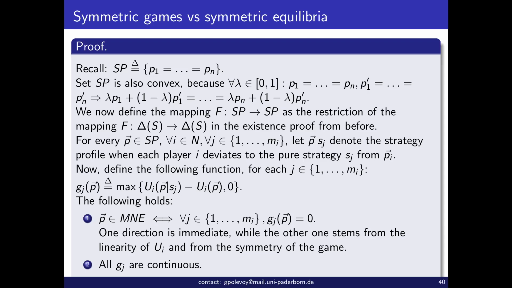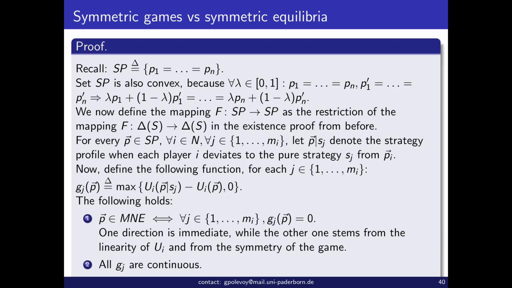So, lambda P1 plus 1 minus lambda P prime 1 is going to be equal to lambda P2 plus 1 minus lambda times P prime 2, because again the P's and P primes are equal to one another and so on, and equal to lambda Pn plus 1 minus lambda P prime n. So it's a non-empty convex closed set ready to have Brouwer applied to it. But now we need to build and prove something on the transformation.